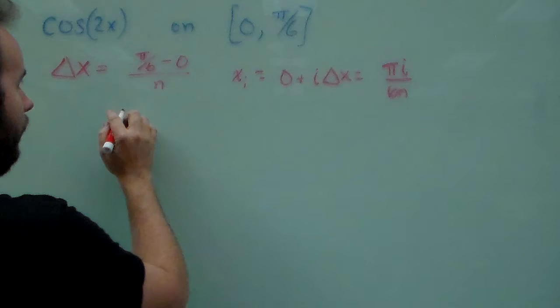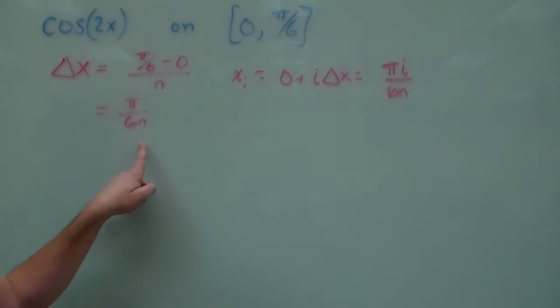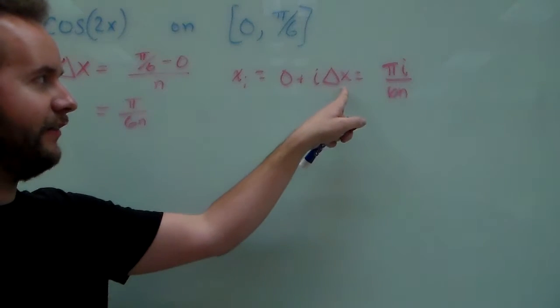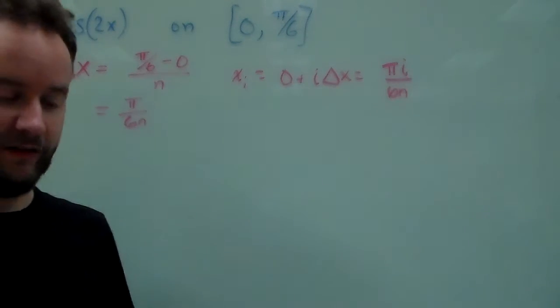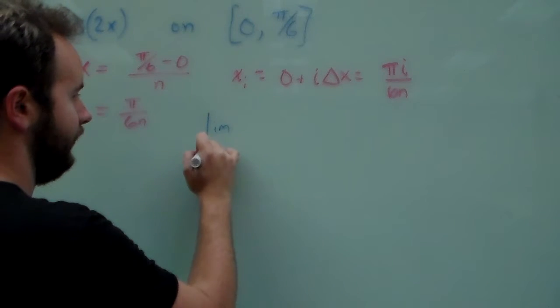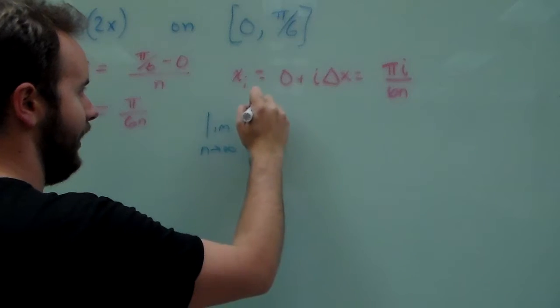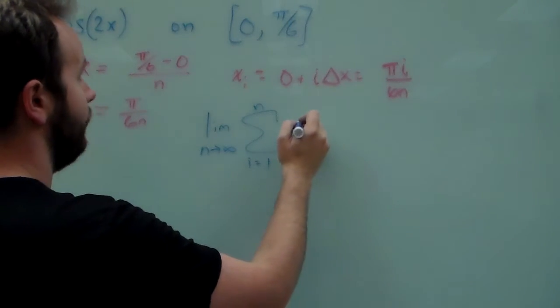We're going to clean this up a little bit over here. Pi over 6 minus 0 all over n is the same thing as pi over 6n. So delta x is pi over 6n. 0 plus i times delta x would be pi i over 6n. Now, all I need to do is write limit as n approaches infinity, summation from i equals 1 to n of, what's my function?